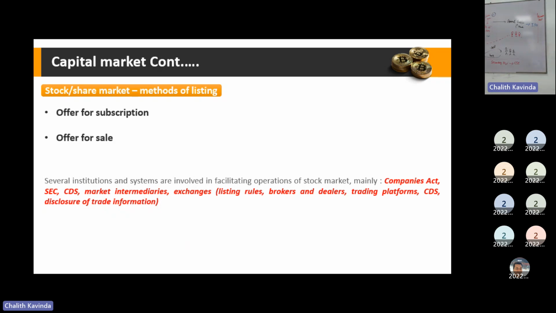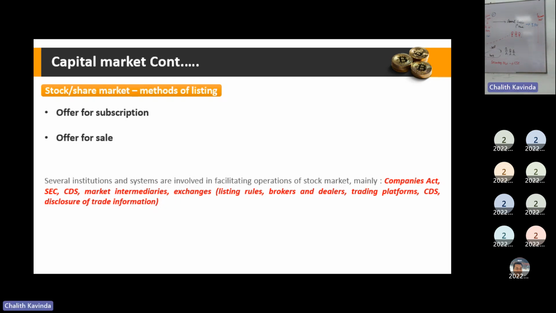So we have the investors here, right? Okay, so there's a small homework for you all. One is you need to simply identify what is offer for sale with an example. Right, online students? Everyone, first one, what is offer for sale?